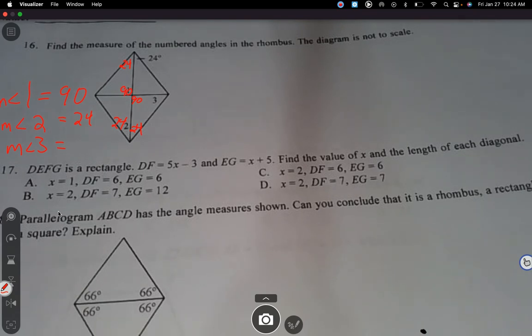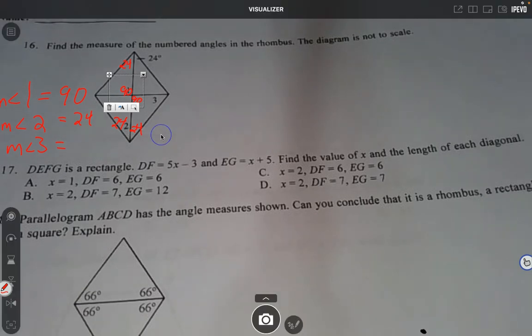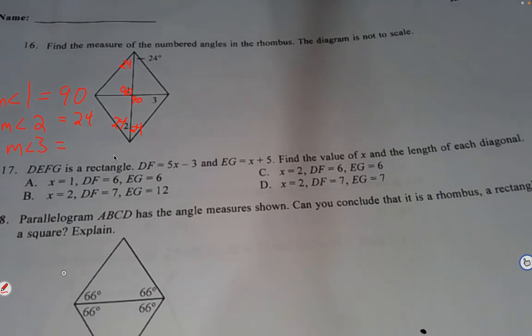The little numbers up there, the three little numbers, I can't see them. It says 90 and 90. So what was 180 minus 90 minus 24? 66. That is correct. 90, 24, 66. Anybody still copying? No? Okay.